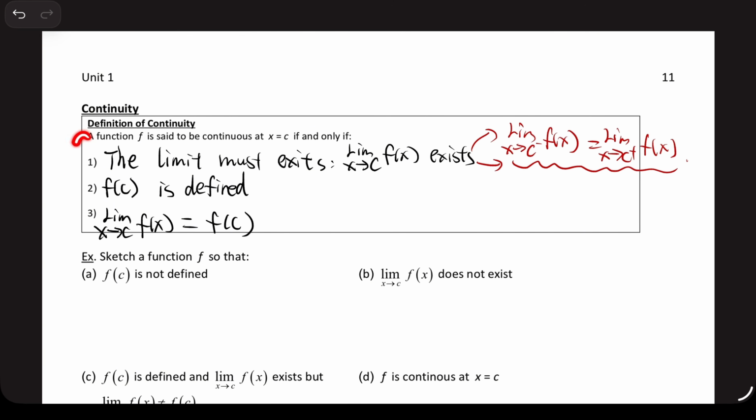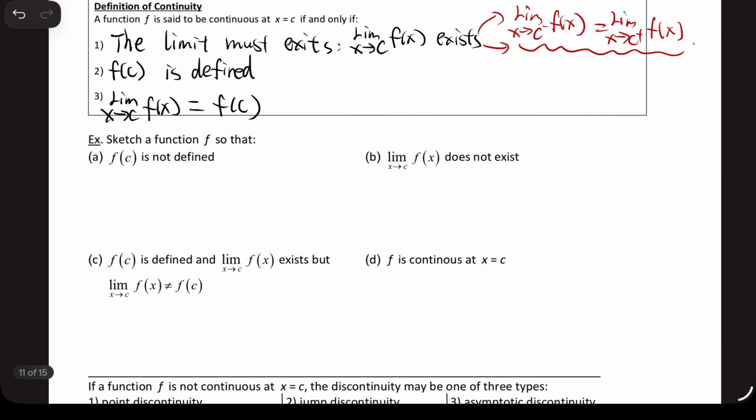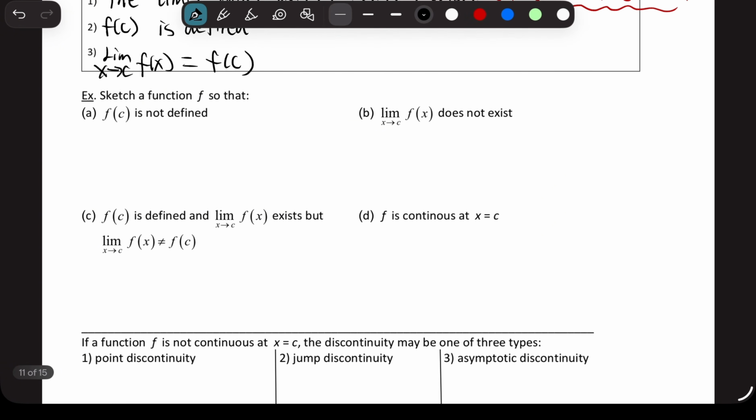These are the three rules you have to memorize, or on the other hand, fully understand, to test if the function is continuous. Let's do some sketching. The first one is f of c is not defined. When a function is undefined, we know that there's a hole, right? So at x equals c, for f of c, we have to put an open dot over here.